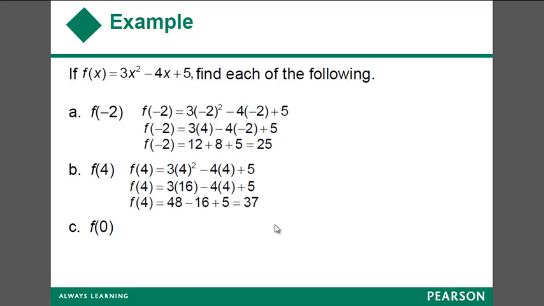I do the same thing for f of 0. I'm going to substitute the 0 in for the x. And notice that whenever I do that, my 3 times 0 squared just becomes 0. My negative 4 times 0 becomes 0 plus 5. So 0 minus 0 is still 0 plus 5 gives me 5. So I will have a point at 0, 5.